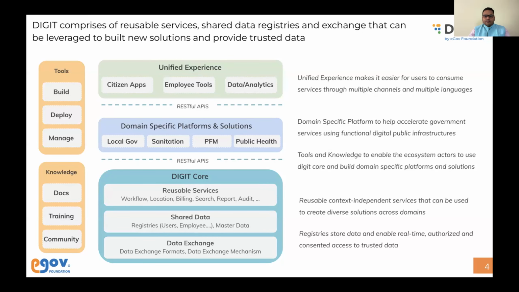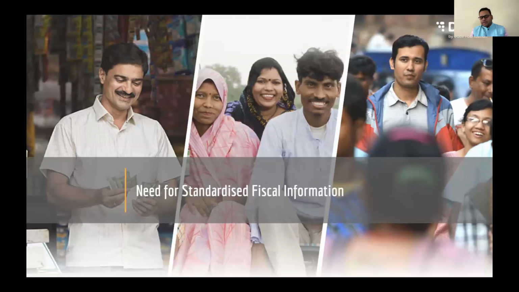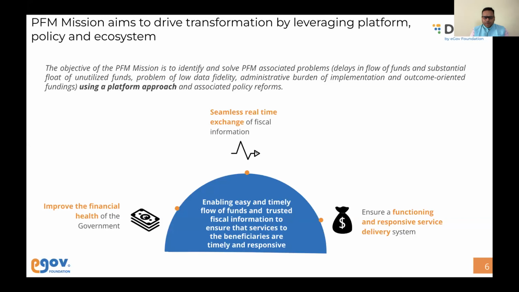Now, given that we have been in the service delivery space for a long time, at eGov, we are really passionate. We care about public service delivery. So how did the PFM journey start? About 3 years ago, when the mission was set up, we were looking at how technology has helped transform service delivery at scale. But there are also other challenges to service delivery, and some of them lay in the public finance domain. So the mission was set up at eGov to leverage policy, platform, and ecosystem to identify and solve some of the key PFM problems that we were looking at.